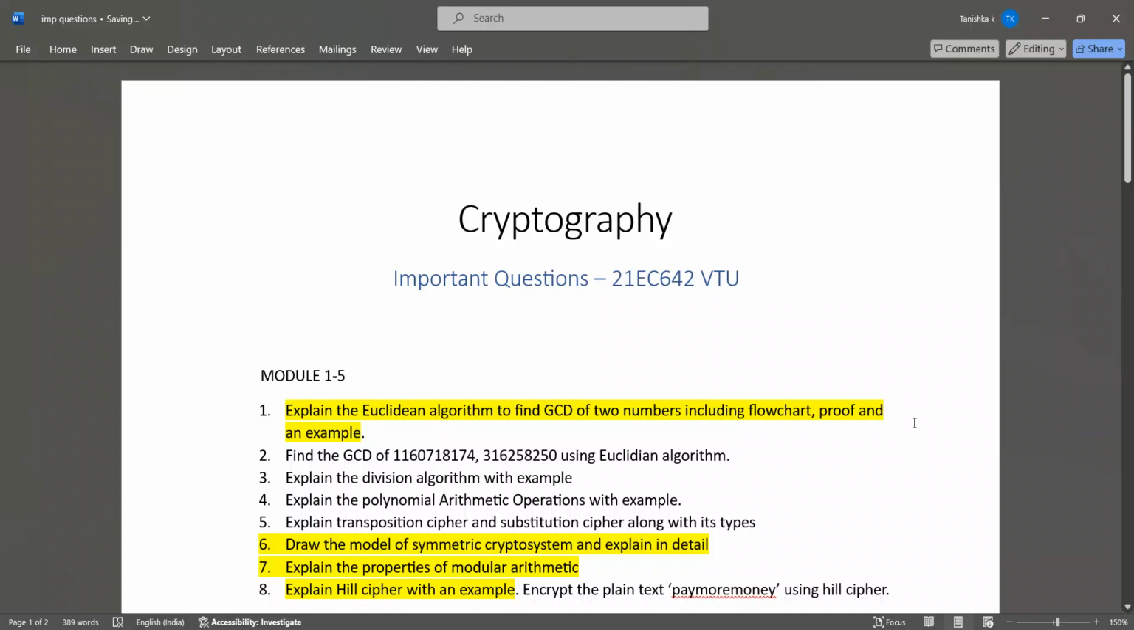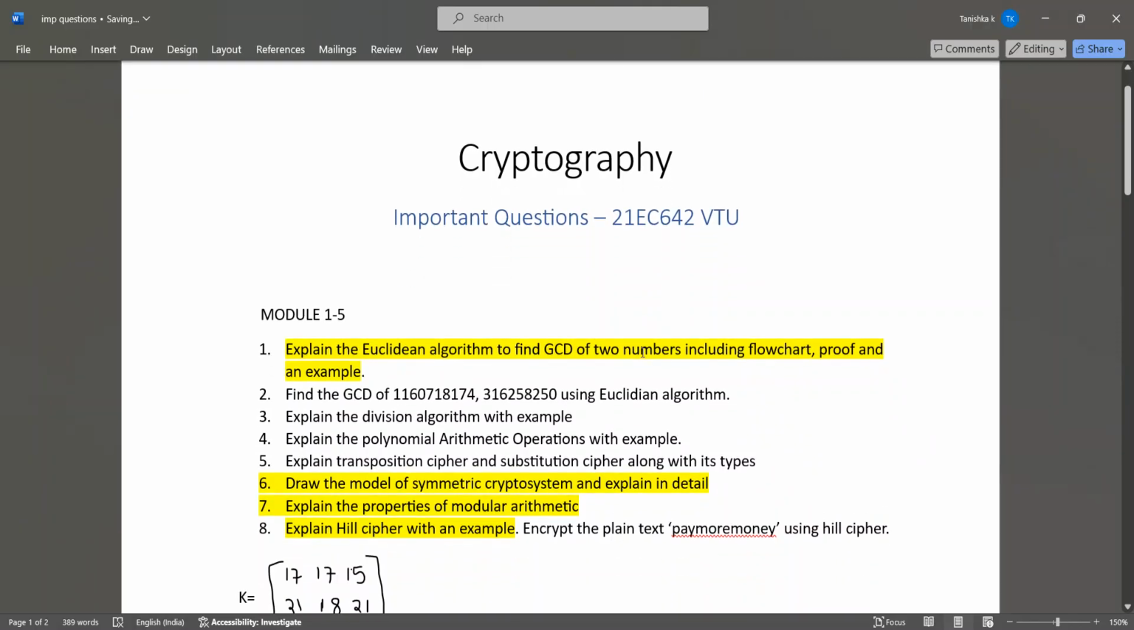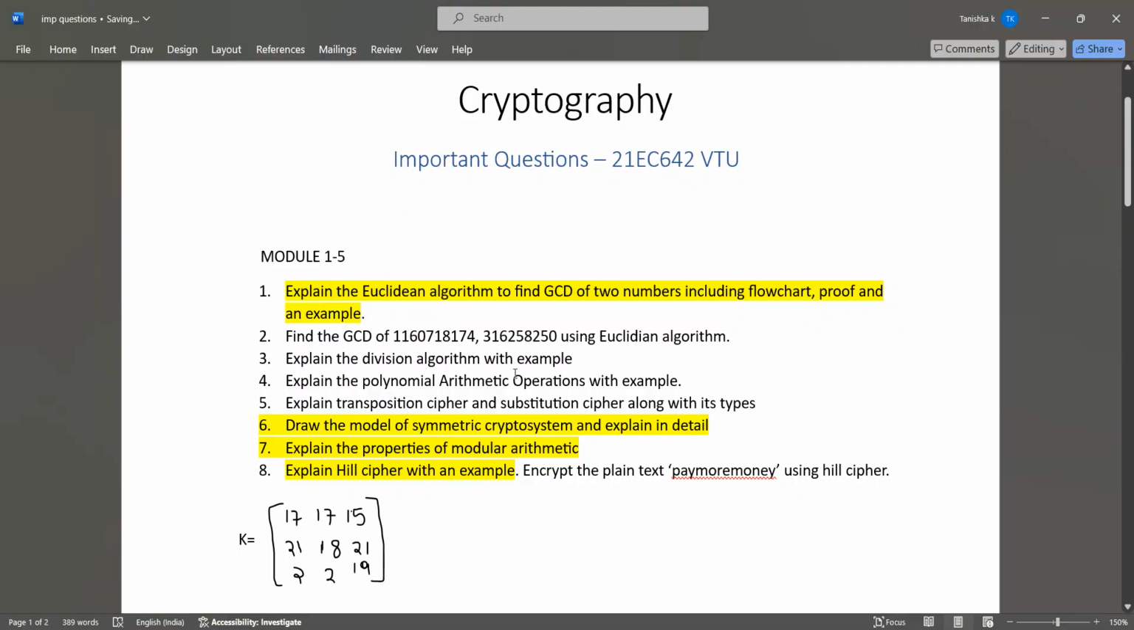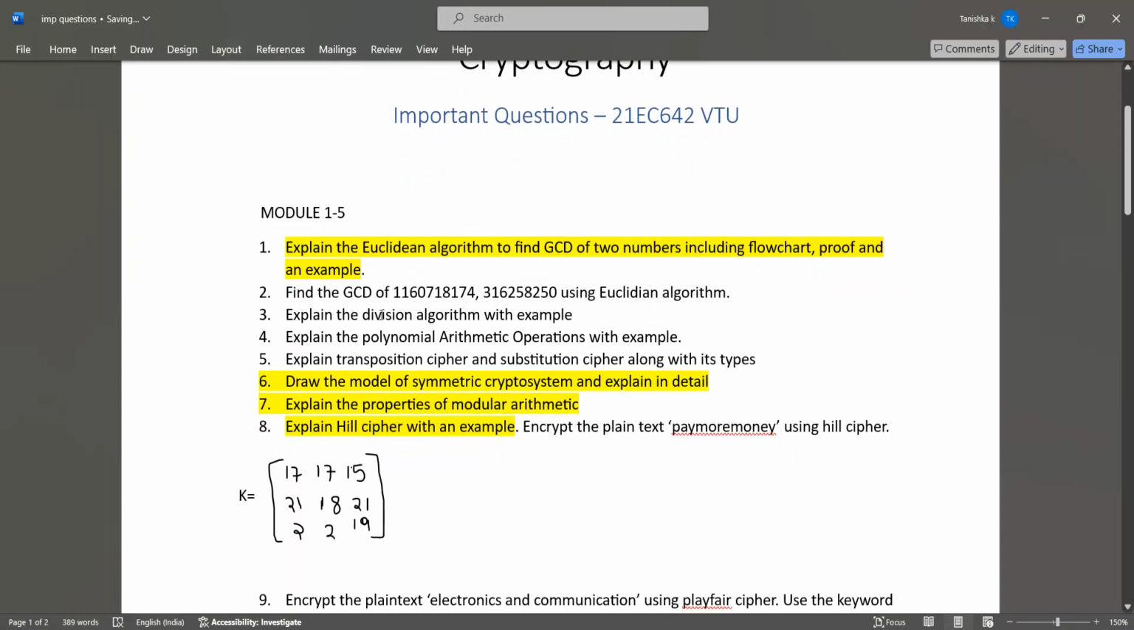Hello everyone, this video is about the important questions of Cryptography, subject code 21EC642, VTU. These are the important questions module-wise. One more thing: the most important questions are the highlighted ones, so don't skip them. Please study the highlighted questions very thoroughly.